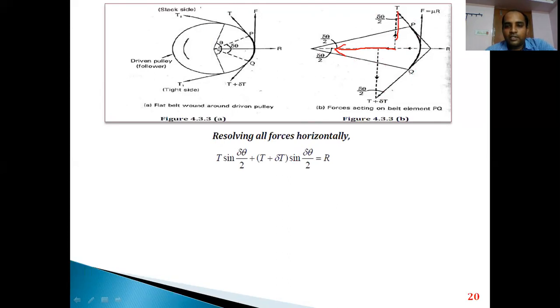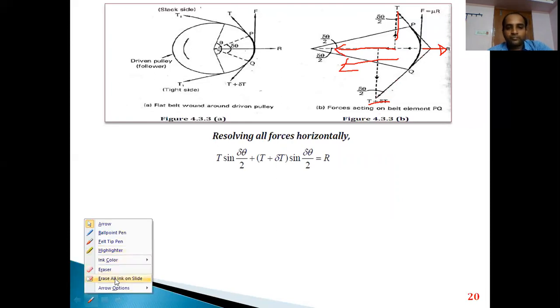Similarly, on the right side, the force is also resolved as T plus delta T into sine delta theta by 2, which is equal to the other side, that is the reaction force R. Now, once we make the simplifications, we get it in this format.